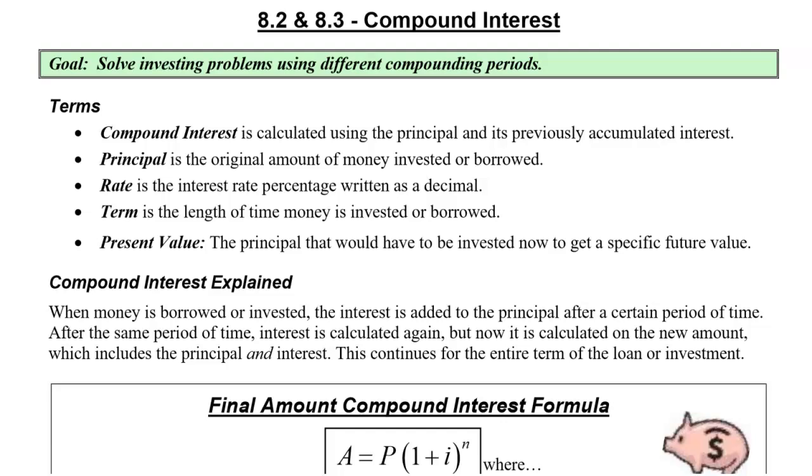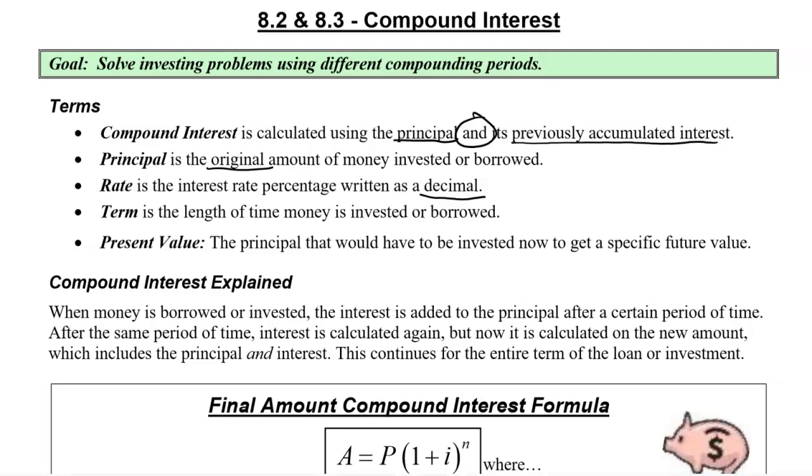So our goal is to solve investing problems using different compounding periods. There are a few terms we need to know. The first one is compound interest. It's calculated on the principal and its previously accumulated interest. So not just on what we originally put in, any interest that's been accumulated. The principal is the original amount of money invested or borrowed.